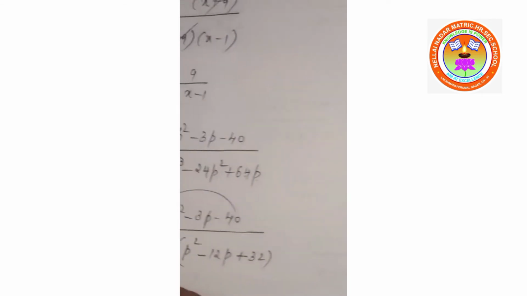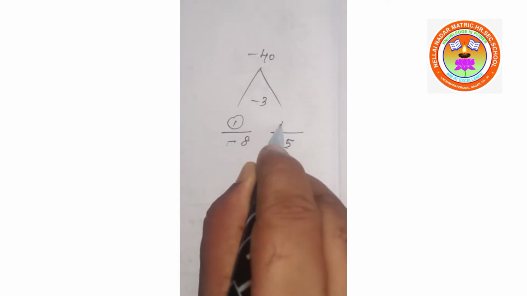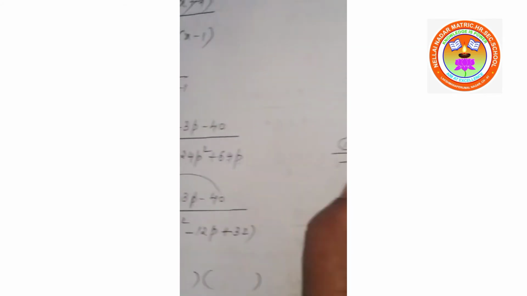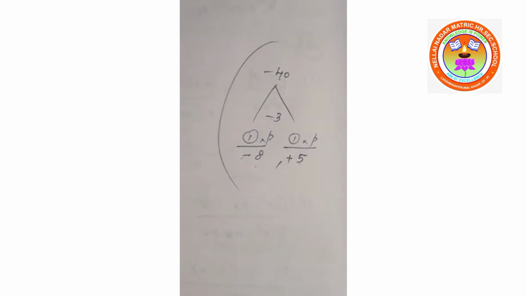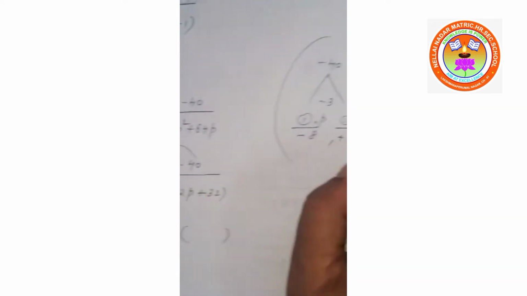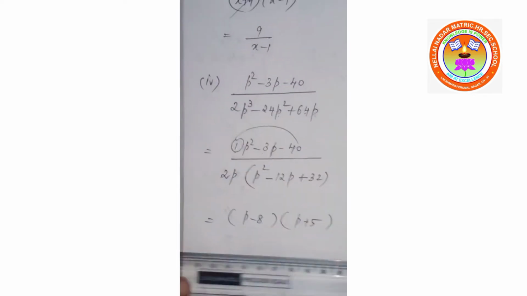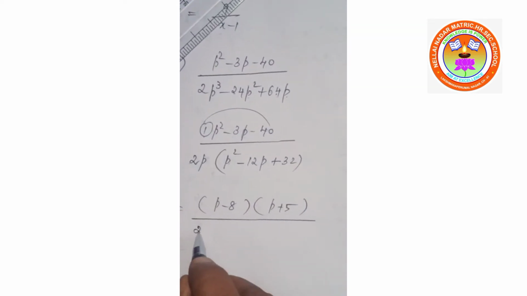Now the coefficient of p squared equals 1. Write 1 in the numerator into, what's the variable here? P into p into p. So 1 into p minus 8, 1 into p plus 5. Numerator over, denominator 2p as it is.